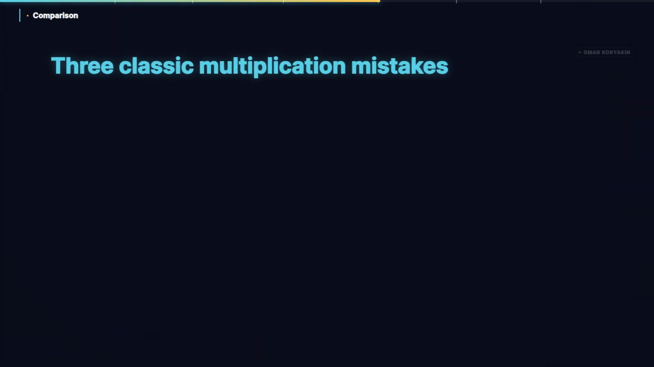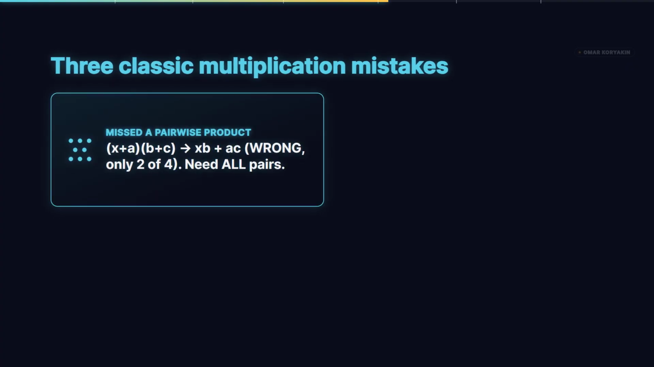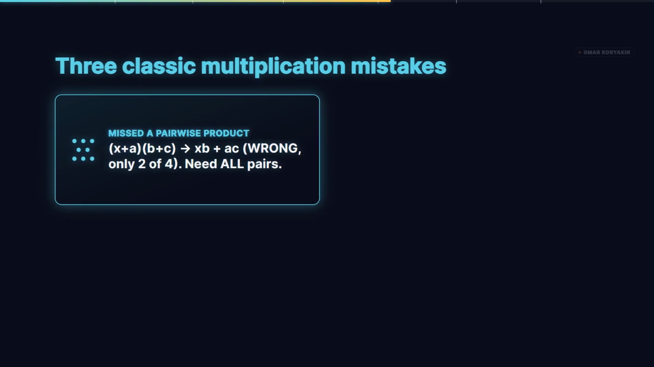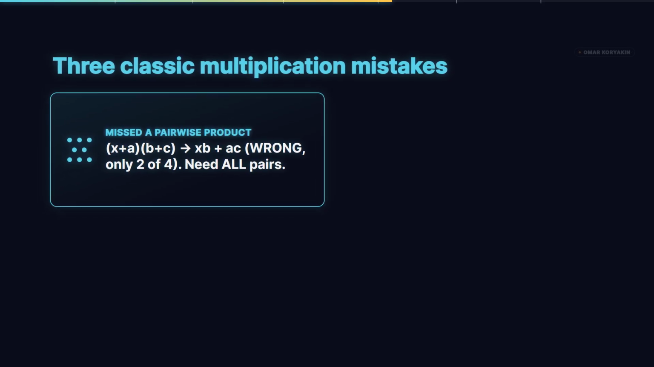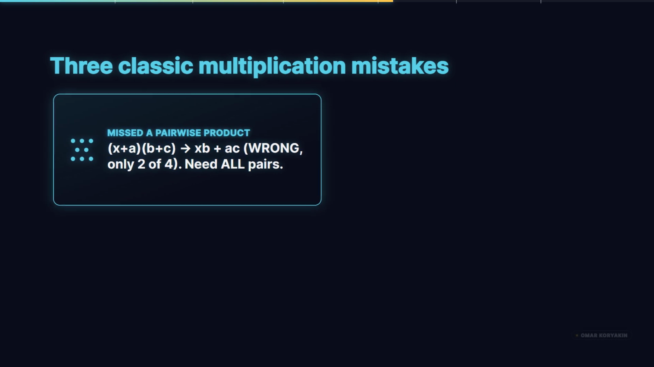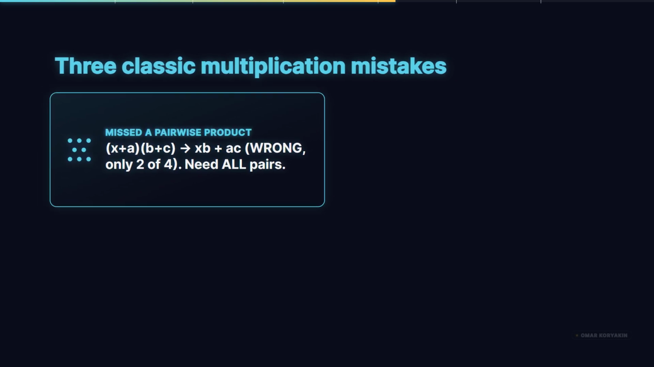3 mistakes catch every algebra student during their first weeks of polynomial multiplication work. Each one is fixable with a small explicit habit applied consistently on every problem from now on. First mistake: missing a pairwise product when distributing. A student multiplies the binomial x plus a times the binomial b plus c and writes the answer as xb plus ac, omitting the cross terms xc and ab.